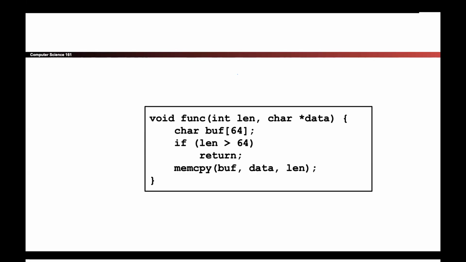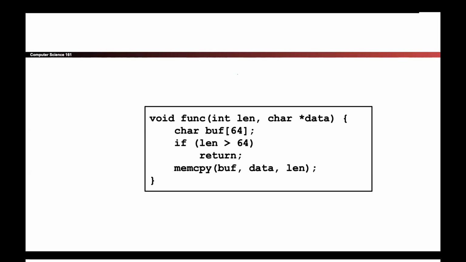How would you make this code safe? How would you fix this bug? Another if statement. What should the other if statement say? If len is less than 0, return. Yeah, check if len is positive or negative, and if it's negative, return. And that would fix this bug.